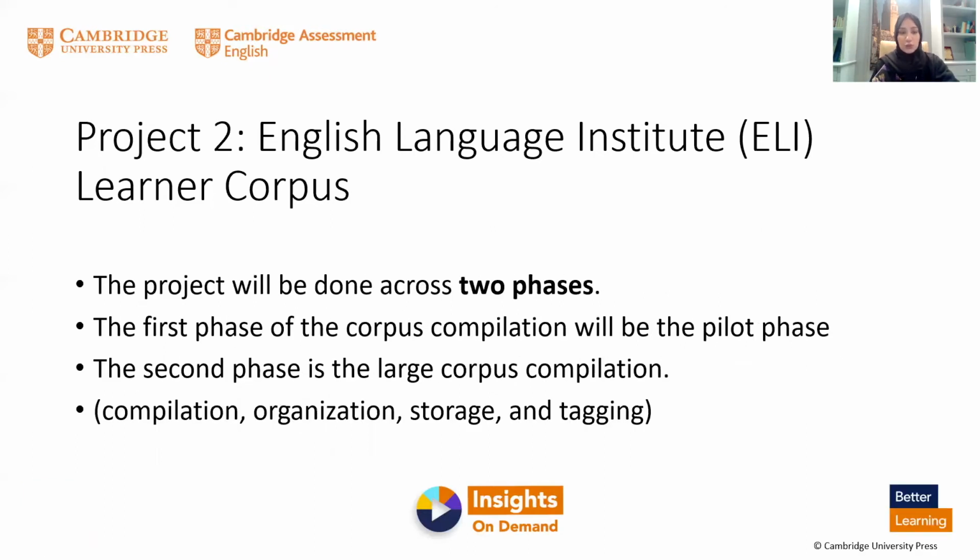Again, the project will be conducted across 2 phases. Now, the first phase of the corpus is the compilation of a pilot phase. And then in the second phase, here comes the large corpus compilation. Now, in both phases, there are procedures to be followed, which are compilation, organization, storage, and tagging. By compilation, we refer to conducting random selections of responses from each level and in each track under the ELI or the English Language Institute programs.